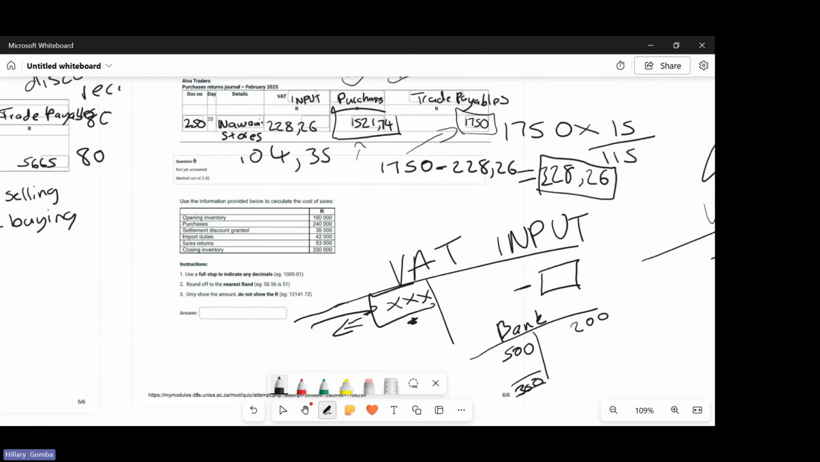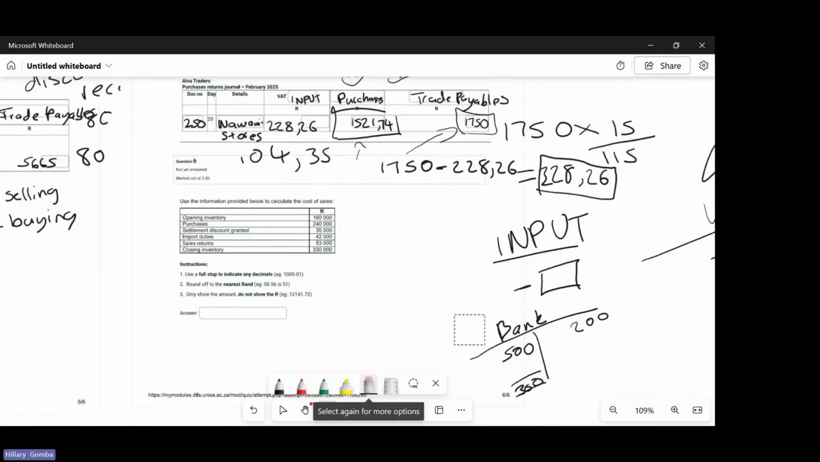One thing I want to tell you is that if ever you see such a question, just know that the company we are dealing with has a periodic inventory system. Because remember, with the periodic inventory system, you only account for cost of sales at the end, whereas the perpetual system is computerized, which means the same time you enter a transaction, it calculates your cost of sales. You don't have to calculate it manually.